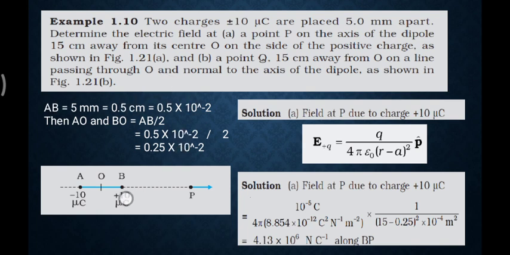This is AB, but we want the distance from the center O to B. The distance from O to A is always the same, half of AB. So AB divided by 2, it will be 0.25 into 10 to the power minus 2. This helps you for the further calculations. This is A. Wherever you have A in your equations, here you can see that A. Is it able to understand? So r is the distance from the center to this point, which is 15 centimeter. Let's start the discussion.